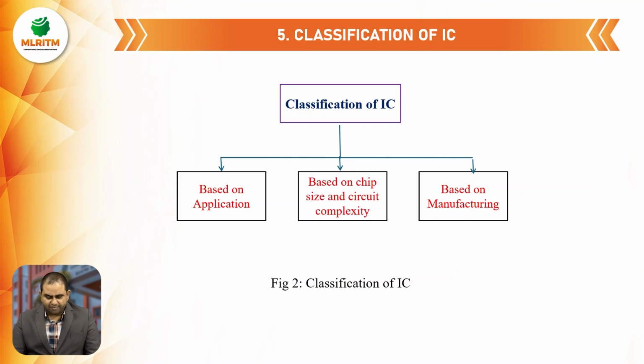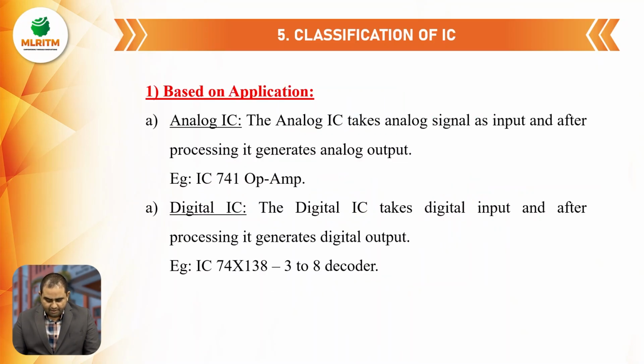Coming to the classification of integrated circuits: based on the application, based on the chip size and circuit complexity, and based on manufacturing, the IC is classified. We will see one by one. Coming to the first classification of IC, that is based on application. Again, it is subdivided into two types. One is analog IC and the second one is digital IC.